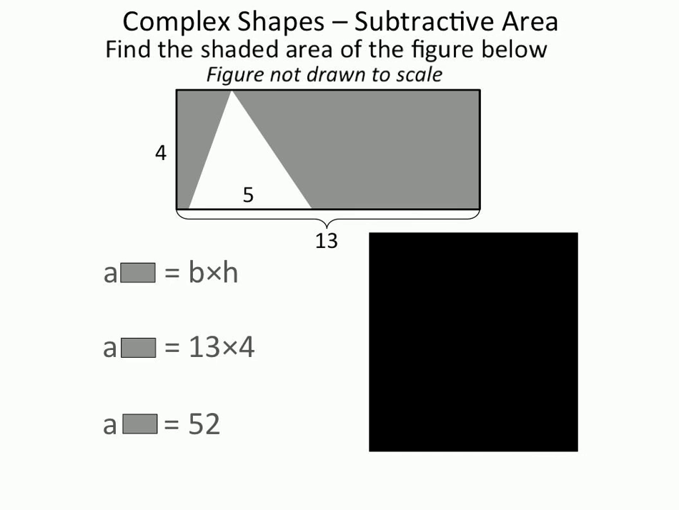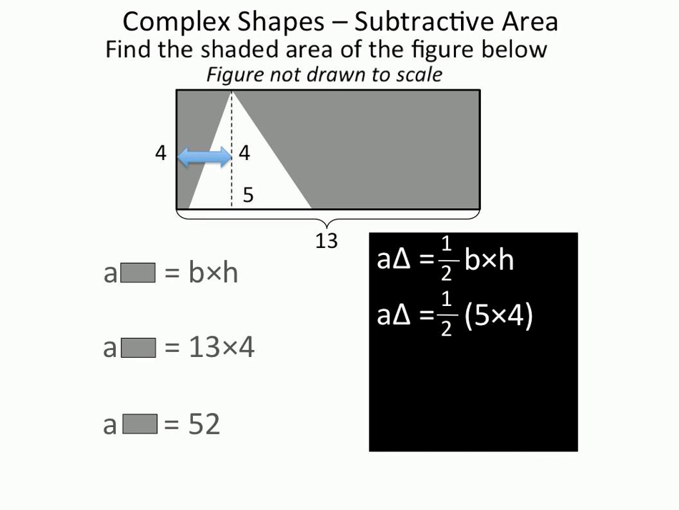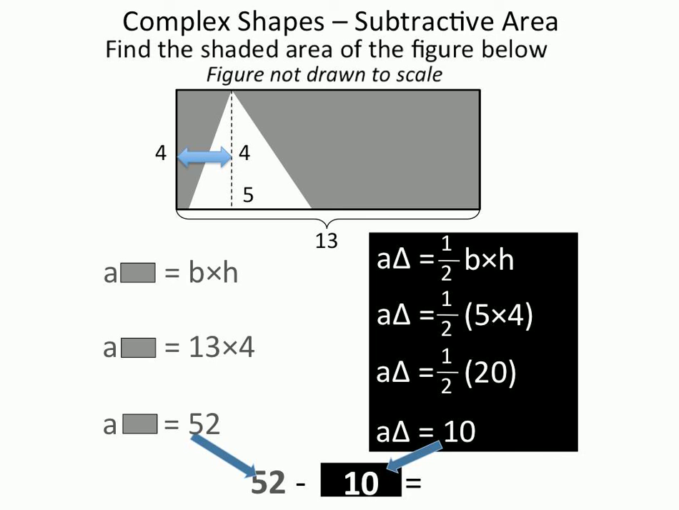To find the area of the triangle, my formula is 1/2 base times height, but I don't have a height. But I notice that the rectangle and the triangle have the same height of 4. So now I can plug in that value using substitution. So 1/2 of my base of 5 and my height of 4, multiply that out, I get 1/2 of 20 equals 10. So now I simply have to subtract them. 52 minus 10 equals 42. So the area of the shaded portion of this shape above is 42.